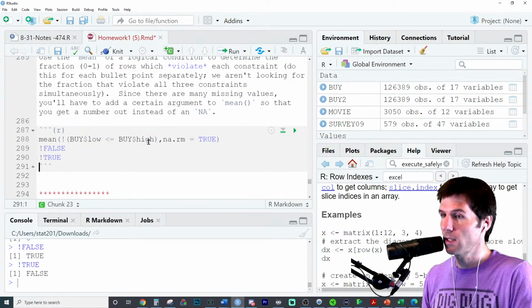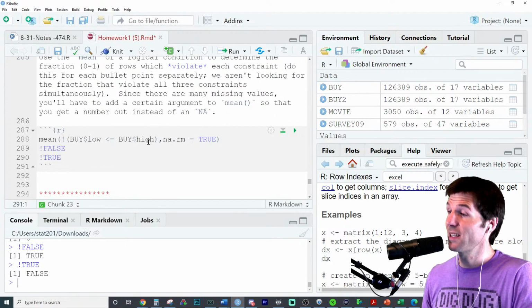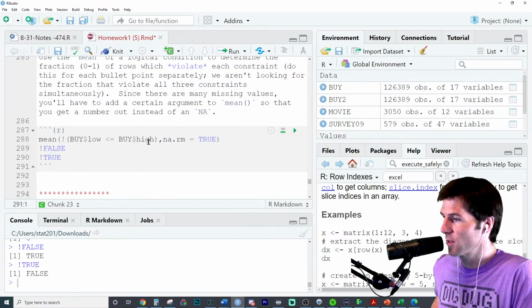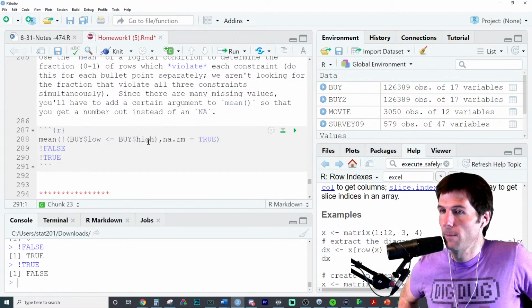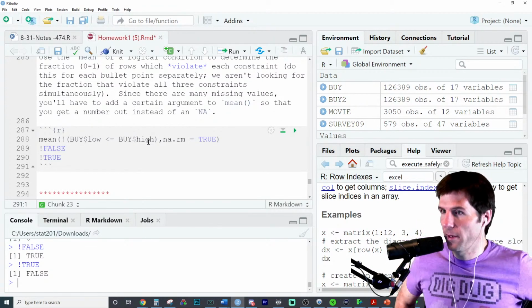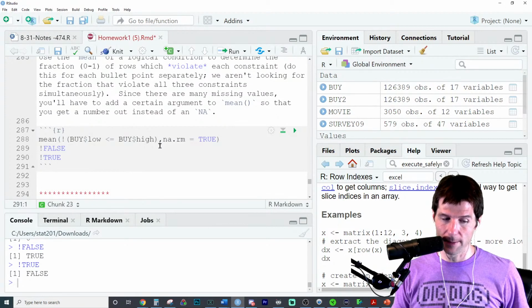So we want things to be less than or equal to high, and then I said, what are the things that do not meet this? Does that make sense, Abby and everybody? I just did the first one right here. But this says, here's my condition: things in the buy are less than or equal to high. And then I want something that does not meet this condition.